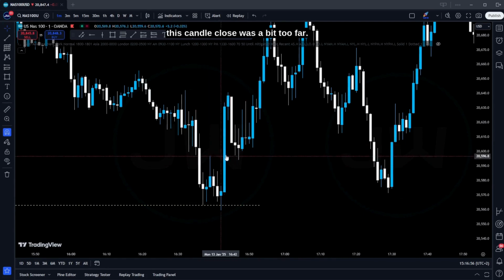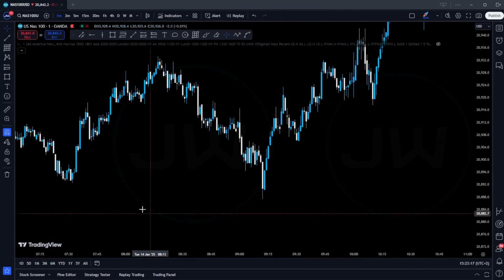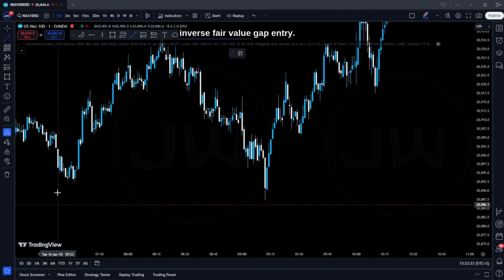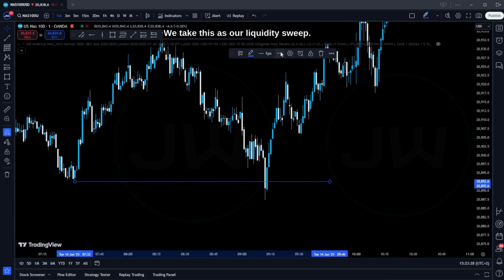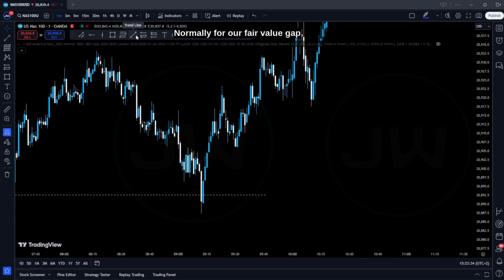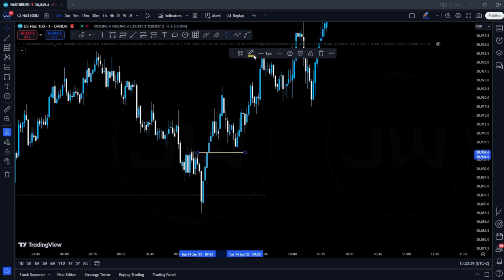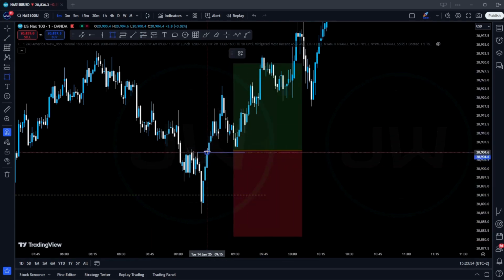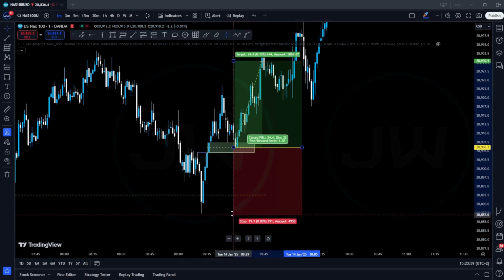In this example, this candle close was a bit too far, but you can see in another example. Here's an example where we would use an inverse fair value gap entry. We take this as our liquidity sweep. Normally for our fair value gap entry model, we'd wait for breaker structure, right? But look how far our fair value gap is that we finally tap into.